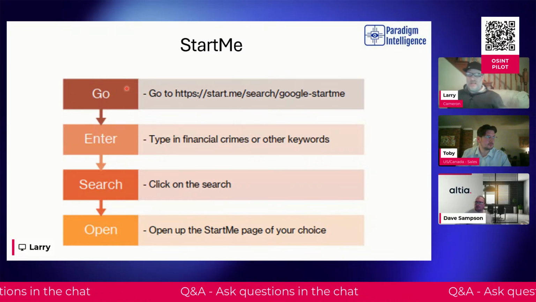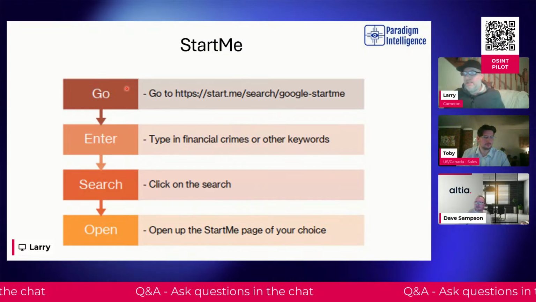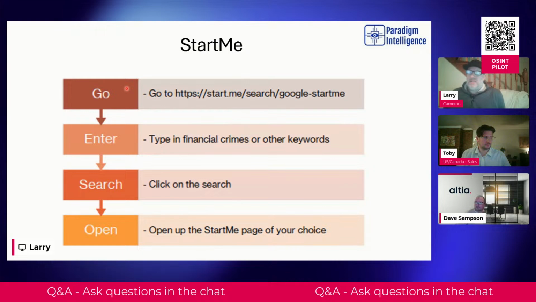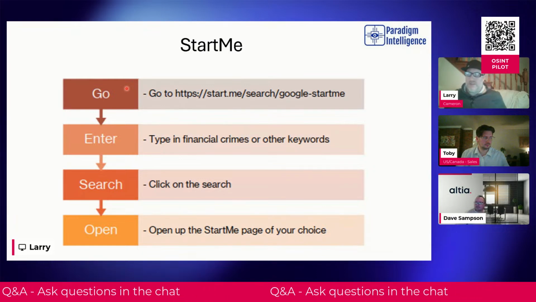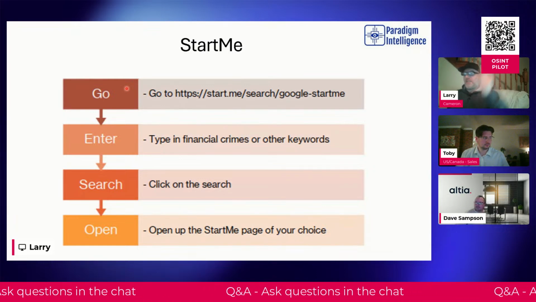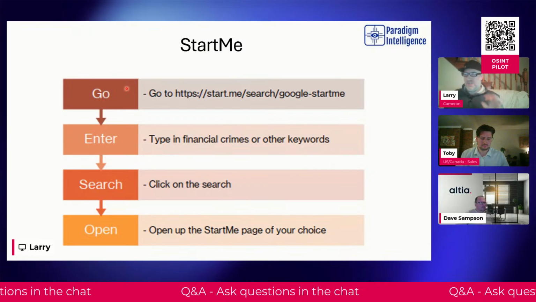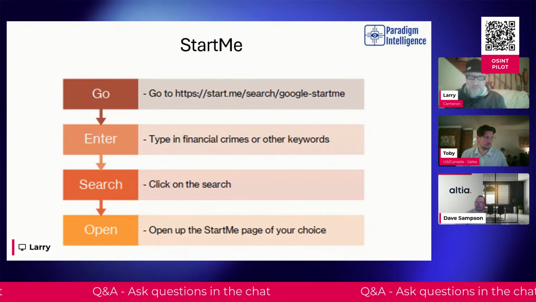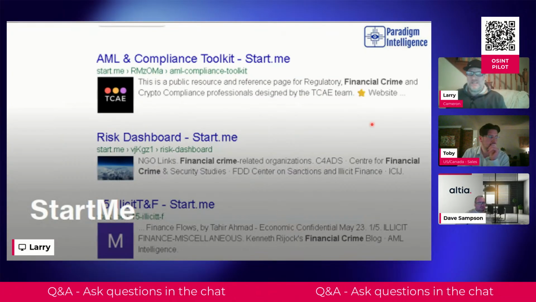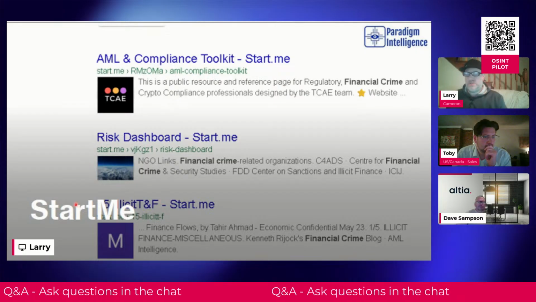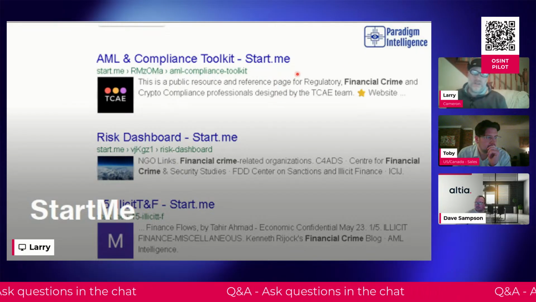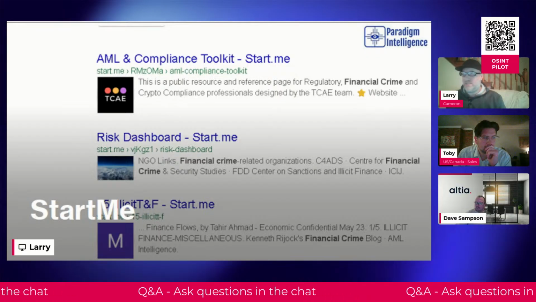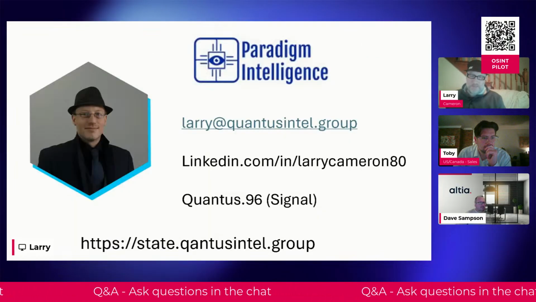Start.me, I recommend this. There's a lot of very good OSINT ones out there, but look for OSINT Inception and Start.me on Google, and you're able to see collections of other Start.me pages, which have tons of resources. It's amazing. OSINT Inception, this is an example. If you search Start.me, you can get an AML and Compliance Toolkit, risk dashboards. There's literally thousands of different resources for everyone.